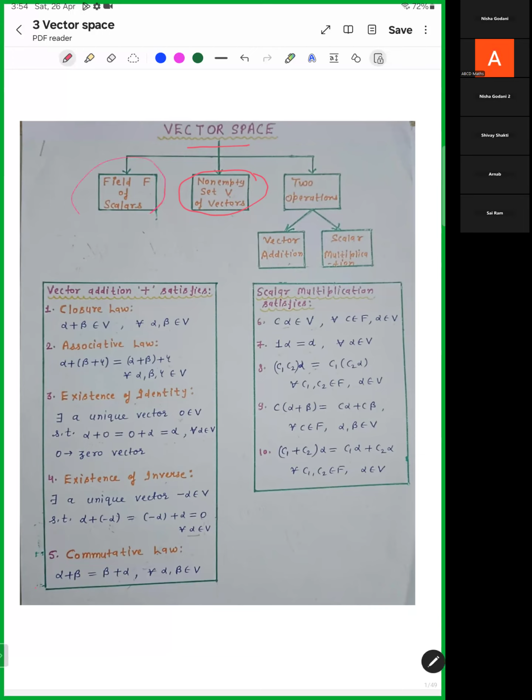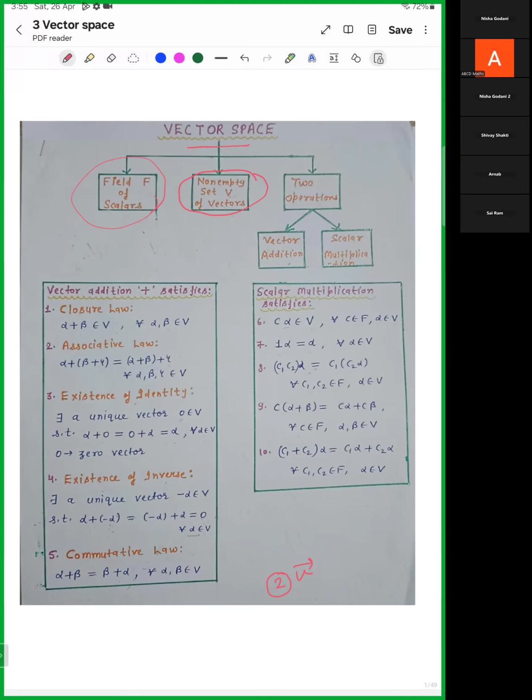And a field F of scalars. As I told you, whenever we have a vector v and we multiply by 2, 2 is a scalar. We are multiplying by 2, we are doubling it. So the number or scalar that is multiplied with the vector is taken from a field. Field is a system that I'm not going to discuss in depth, because those who know group theory or field theory will know what a field is. You can think that the scalars, the numbers to be multiplied with the vector, are always taken from that field.